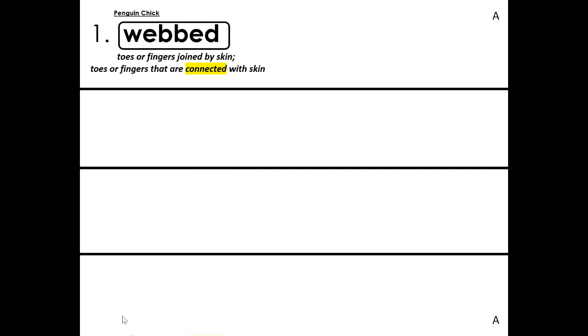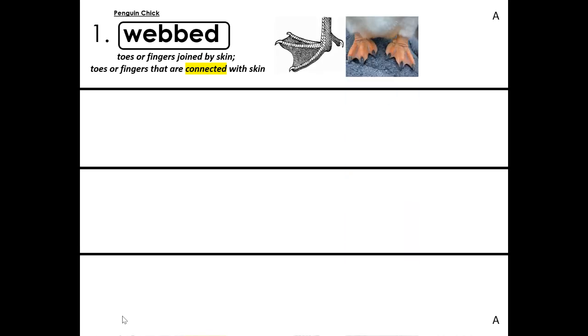All right, it is time to check your work. Make sure you have your word, the synonym, and then a quick picture or sketch. Number one is webbed, W-E-B-B-E-D. Toes or fingers joined by skin, toes or fingers that are connected with skin. A synonym might be connected. And then your quick picture or sketch.